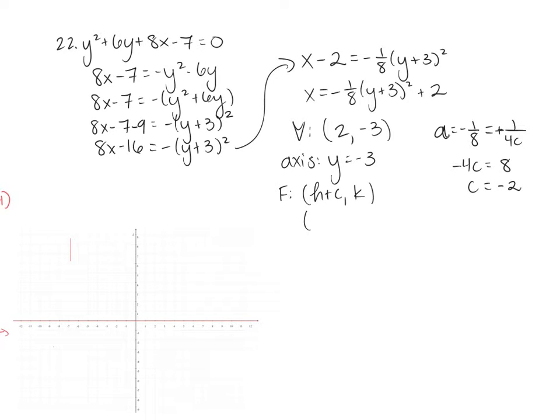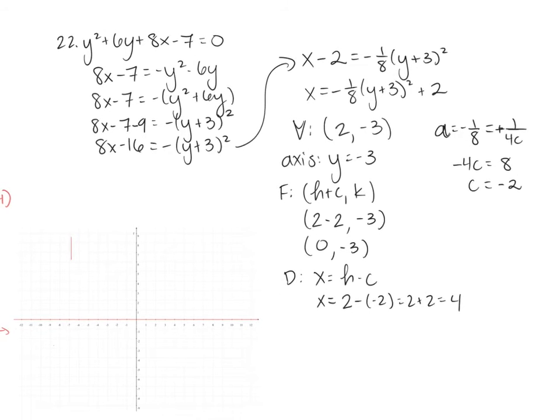So I get 2 minus 2, comma k, or 0, negative 3. And then the directrix is x equals h minus c, so x is equal to 2 minus a negative 2, or 2 plus 2, which is 4.